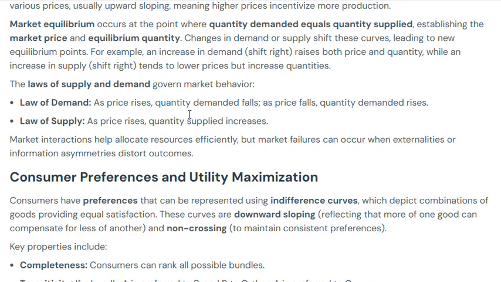For example, an increase in demand, a shift right, raises both price and quantity, while an increase in supply, which is a shift right, tends to lower price but increase quantity. The laws of supply and demand govern market behavior. The law of demand is: as price rises, quantity demanded falls, and as price falls, quantity demanded rises. The law of supply is: as price rises, quantity supplied increases. Market interactions help allocate resources efficiently, but market failure can occur when externalities or information asymmetries distort outcomes.